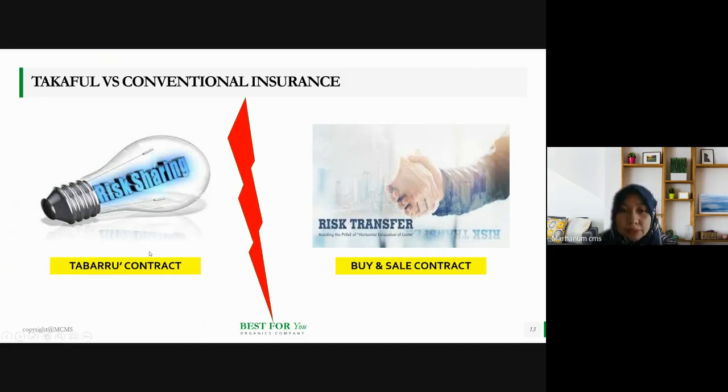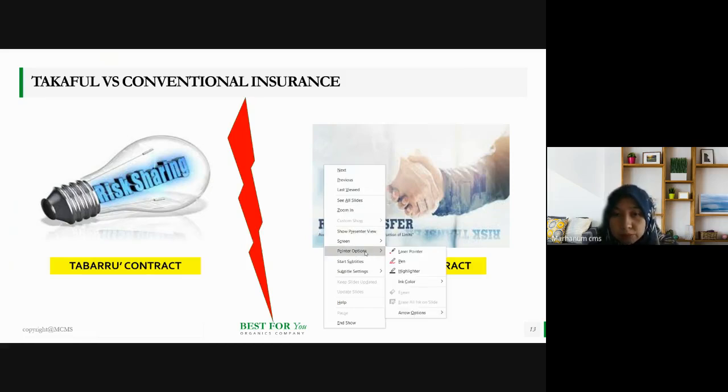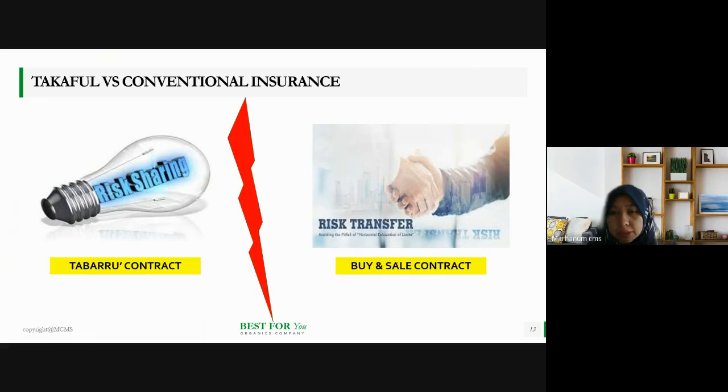I see. I do not know whether I can use this pointer. Okay, pen.